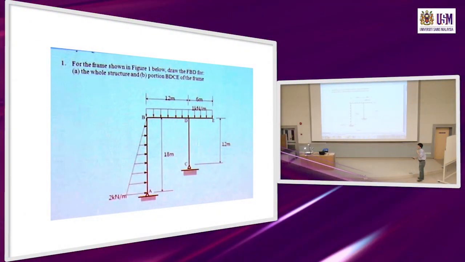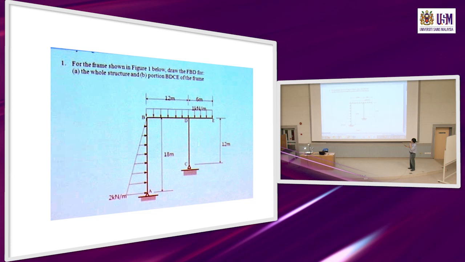So this is a structure. This is a frame structure with all the loading acting here. This is a linearly distributed load. This is uniformly distributed. And this has a height. And this support is a pin support. This is a roller support. So this is a problem given to you, and I want you to draw.